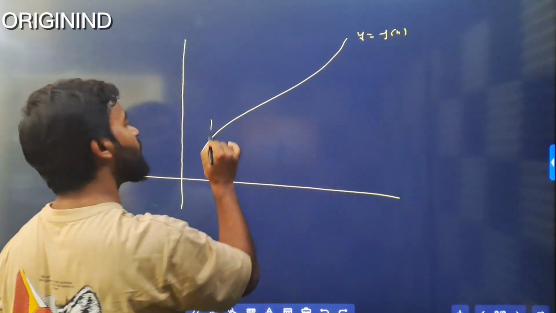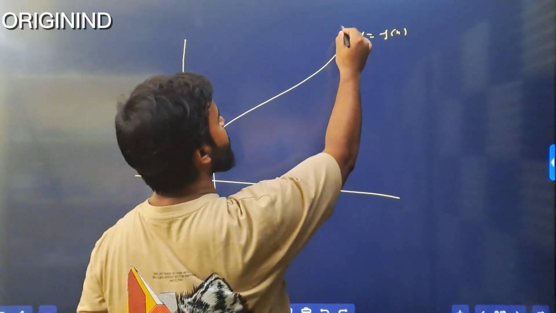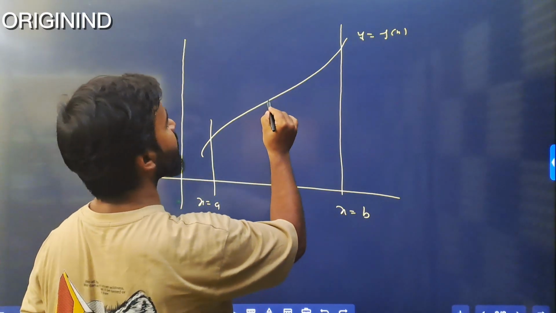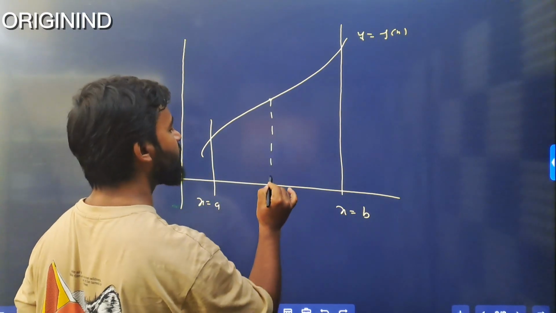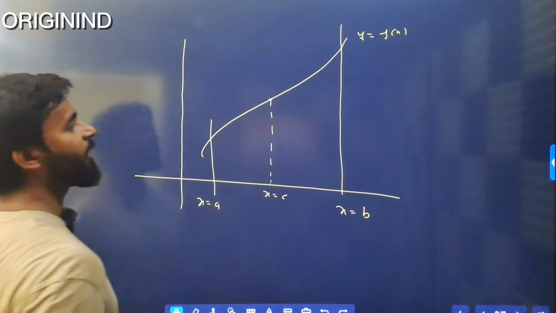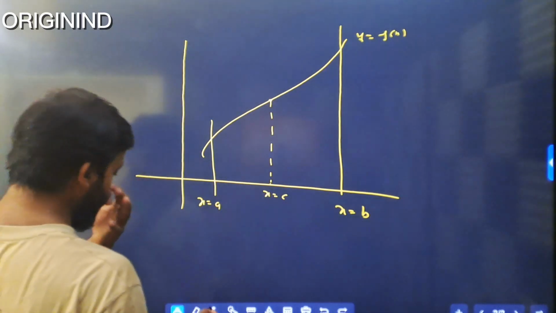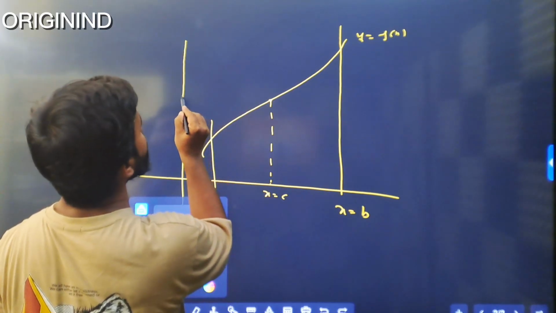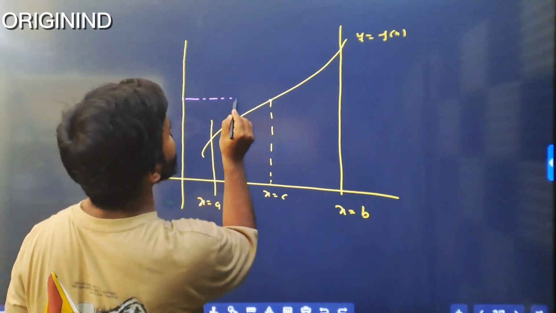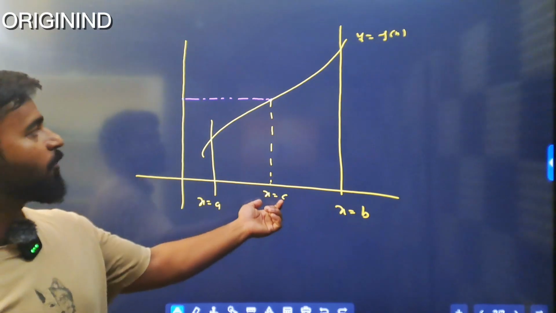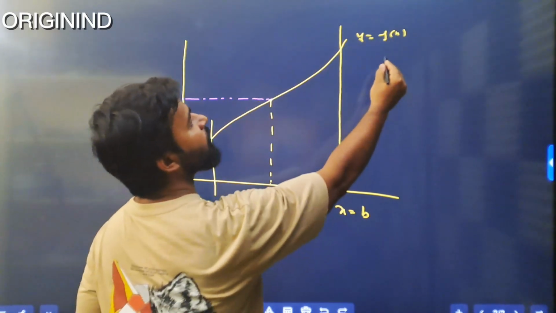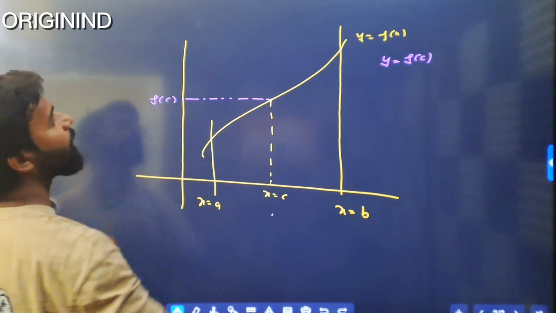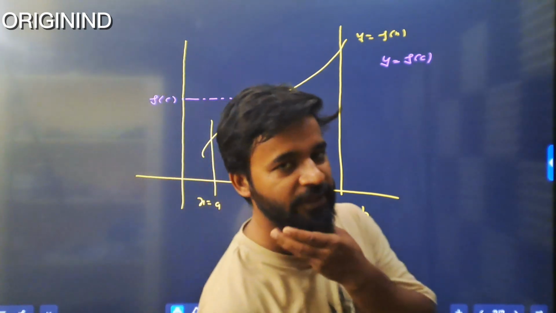So first, make a rough graph, y equal to f(x). This is the point x equal to a, and this is the point x equal to b. Now I am considering a point here. This point is x equal to c. What is the value of y at the point c? If x equal to c, put it in the function, so y is equal to f(c). So the value is f(c). Hopefully you understand. Clear or not?